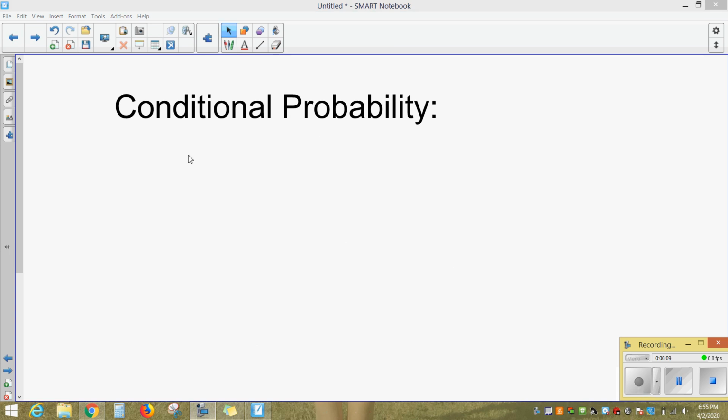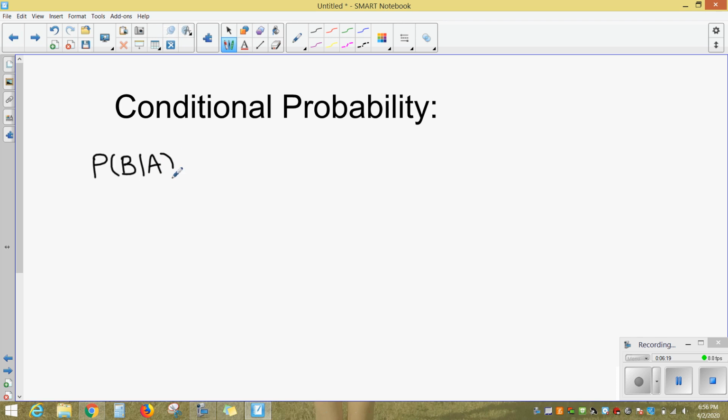Conditional probability is written with a straight line, a straight bar in between my two events. The way we would read this is the probability that B would happen given A has already occurred. So whatever's here in the second place, that's the event that I'm told has already happened.